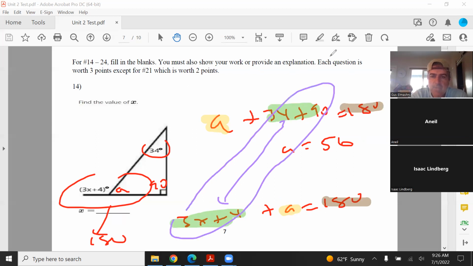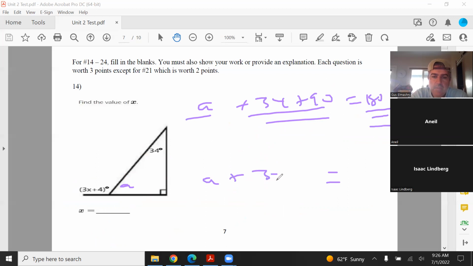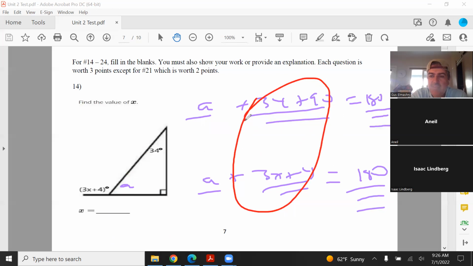Let me stack it a little different for you. I'm calling this A, right? A plus 34 plus 90 equals 180. And then also A plus 3x plus 4 also equals 180. So if you just look at these two equations, these have to be the same. That's the understanding part. That's when you get away from memorization and you start understanding, oh yeah, that totally makes sense. Those have to be the same.